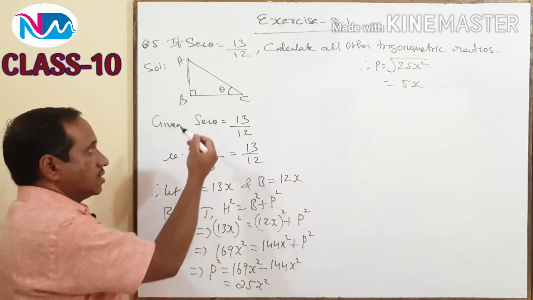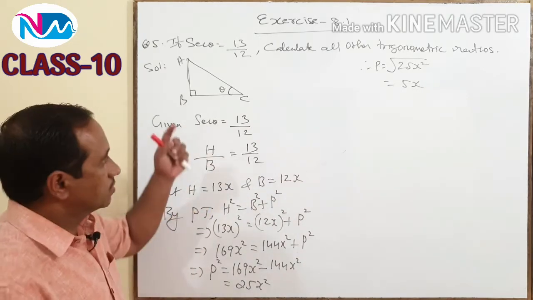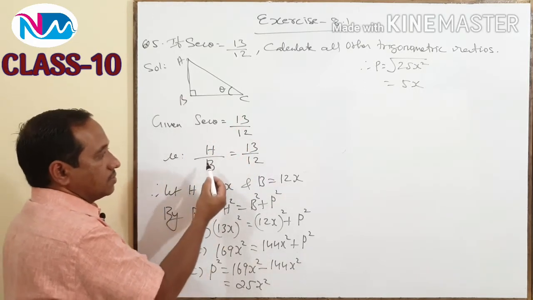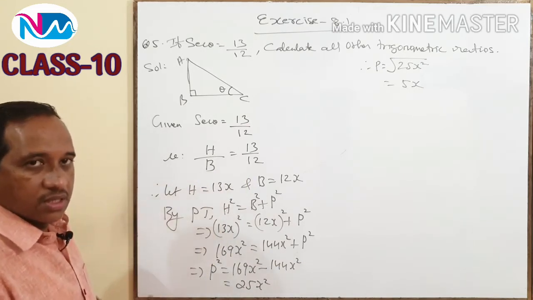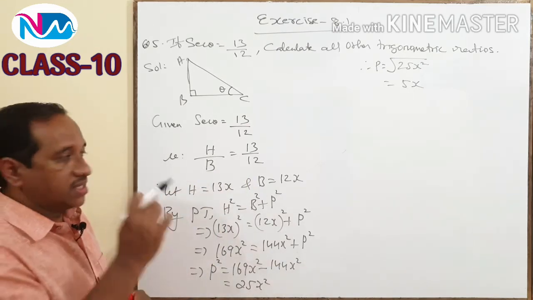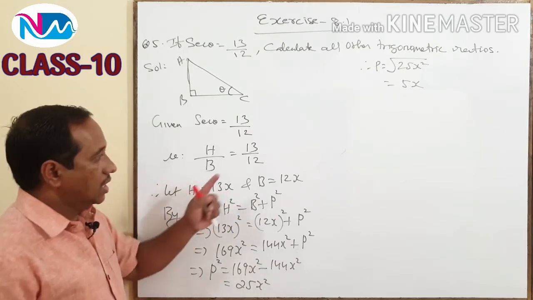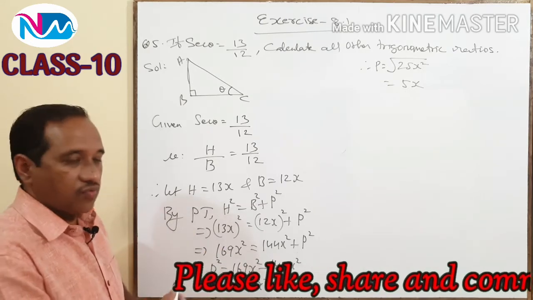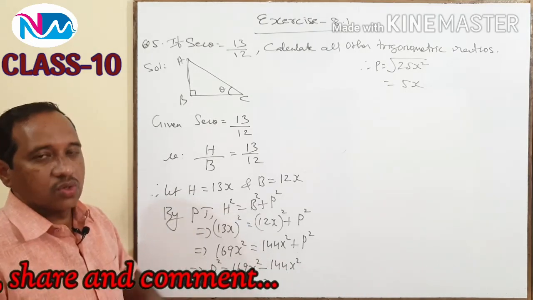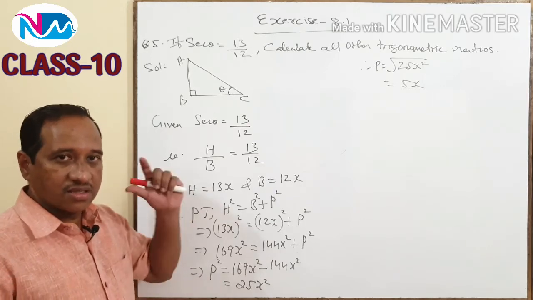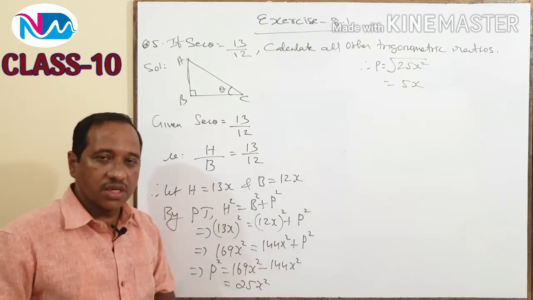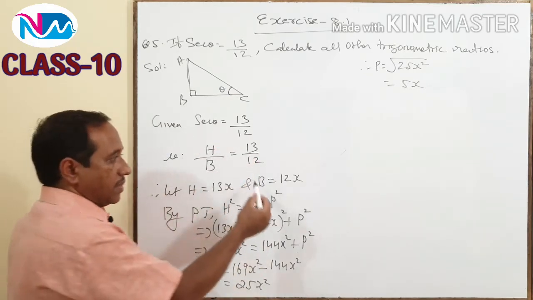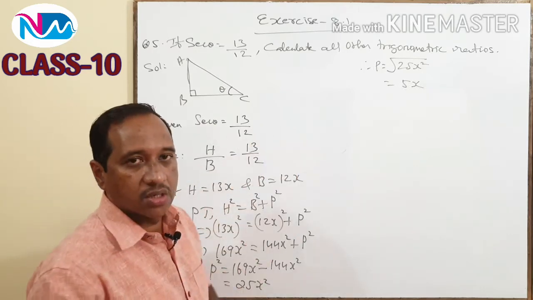Here we are given the sec ratio. Sec ratio means hypotenuse by base. So hypotenuse by base is equal to 13 by 12. Since we are given the ratio, we take h is equal to 13x and base is equal to 12x. By using Pythagoras theorem, we can calculate the perpendicular. So, in a right angle triangle, there are three sides. With respect to the position of the acute angle theta, we have hypotenuse 13x, base 12x, and perpendicular 5x.